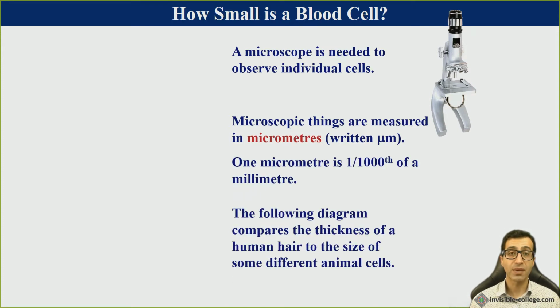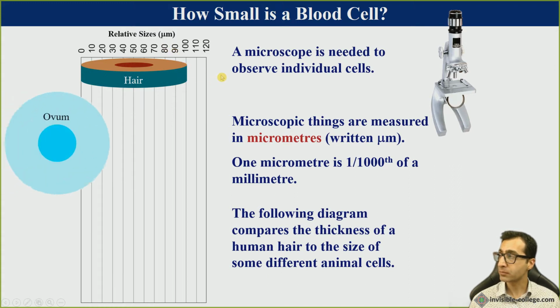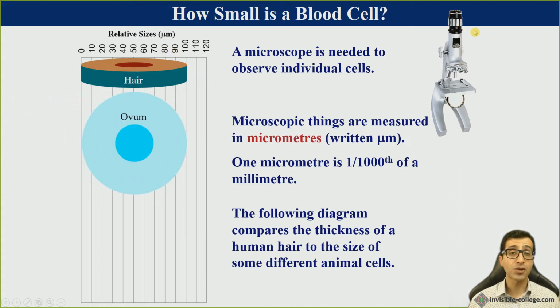And so with this diagram here on the left, we can use this scale to compare the sizes of some structures to the sizes of some common cells. So let's start with the thickness of an average human hair, which runs at approximately 100 micrometers. Compared to that, one of the largest types of human cells, the ovum, the female gamete, is rather large. It's about the size of the thickness of a human hair.